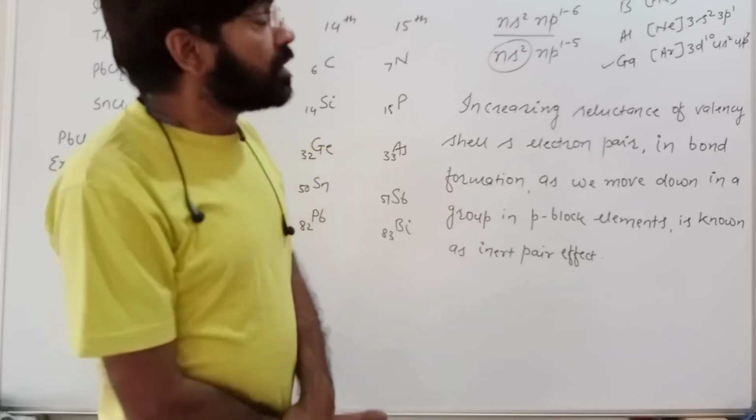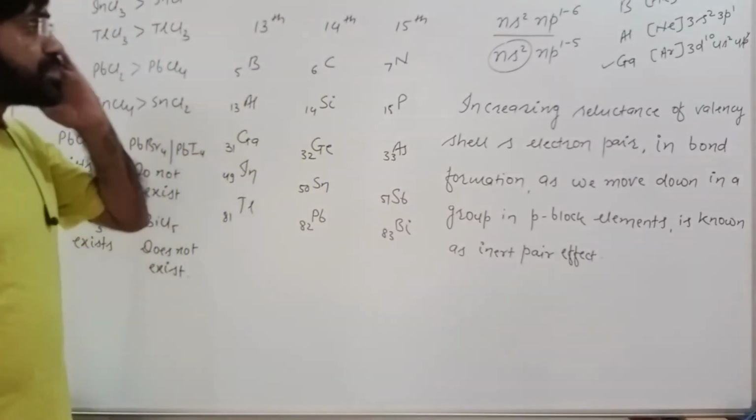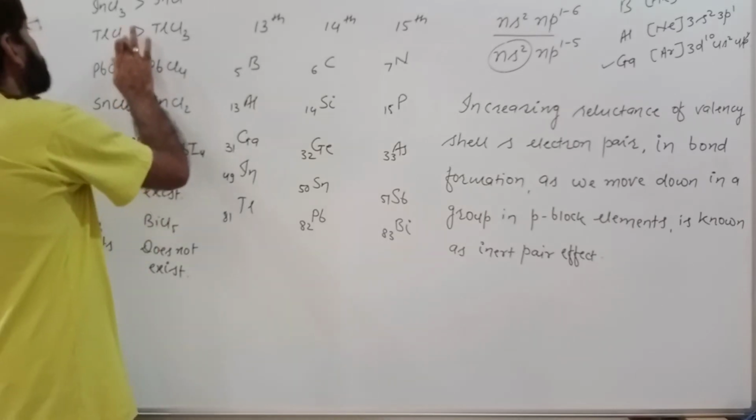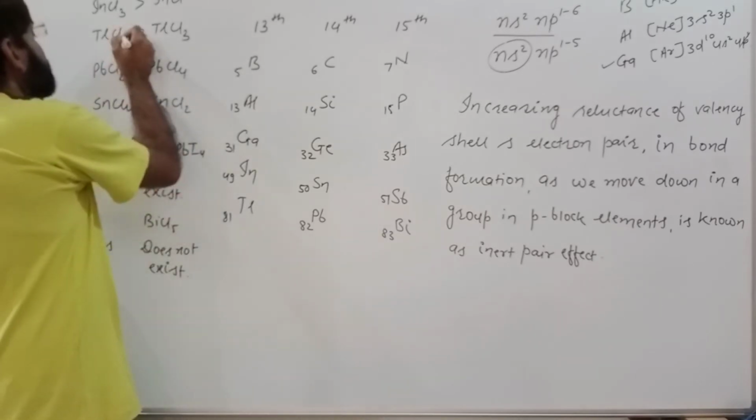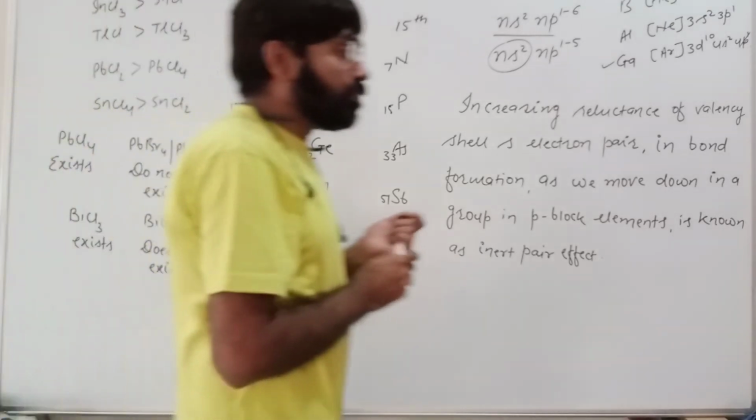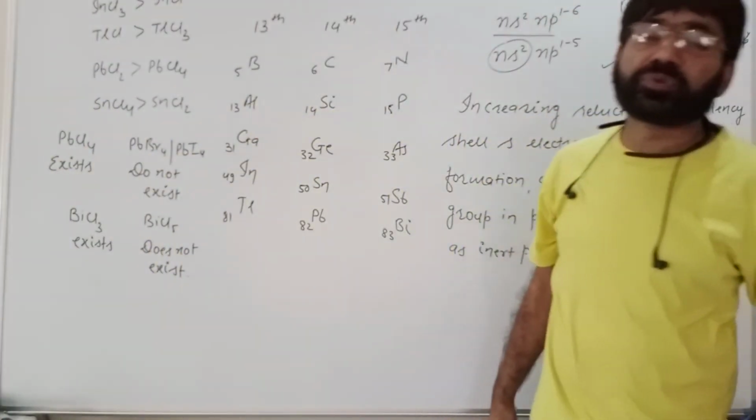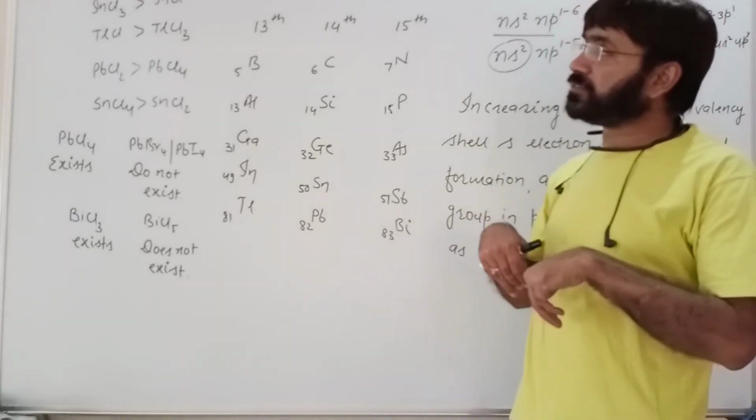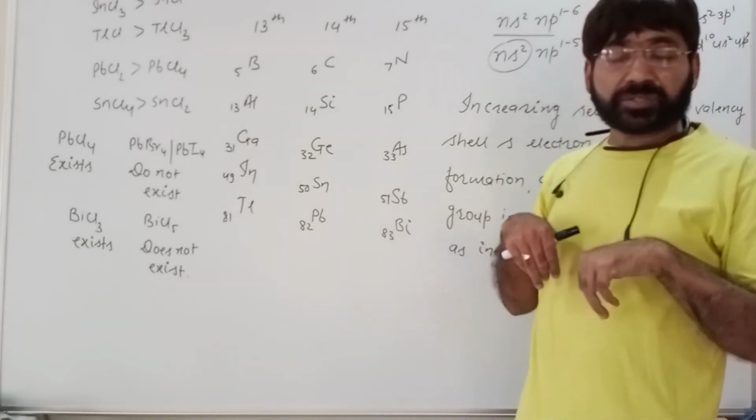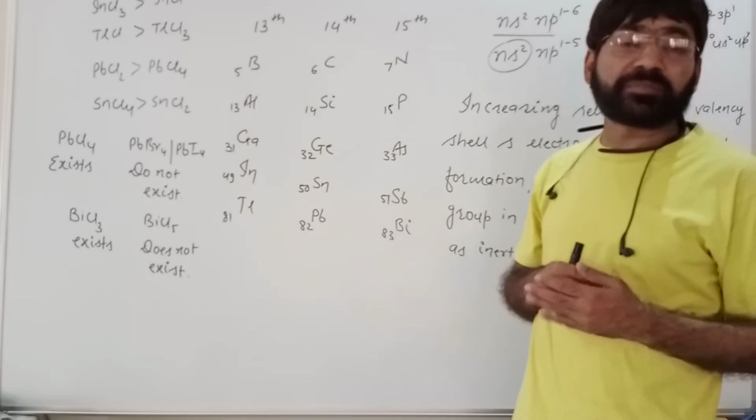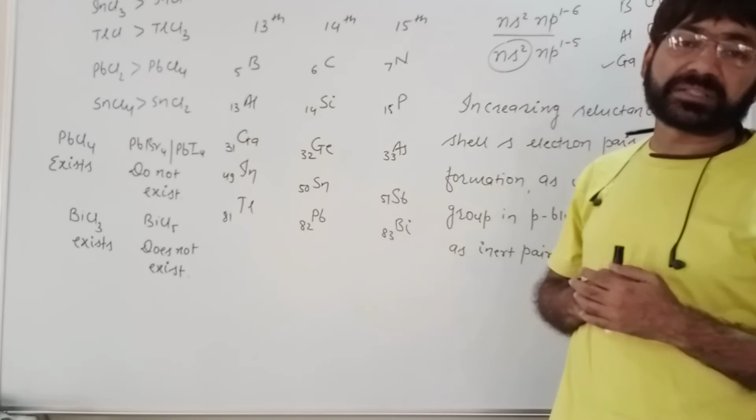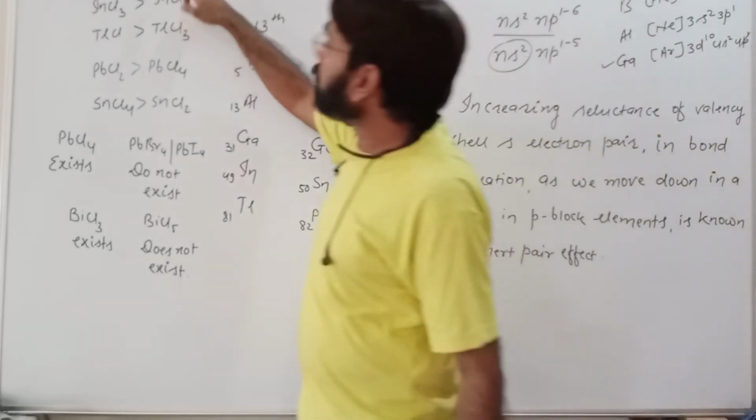Fine. Now the next thing is thallium. In case of thallium, we say that the +1 oxidation state is found to be more stable than its +3 oxidation state. So as we are moving down in the group, we are finding that the +1 lower oxidation state is becoming more and more stable, and the higher oxidation state is becoming lesser and lesser stable.